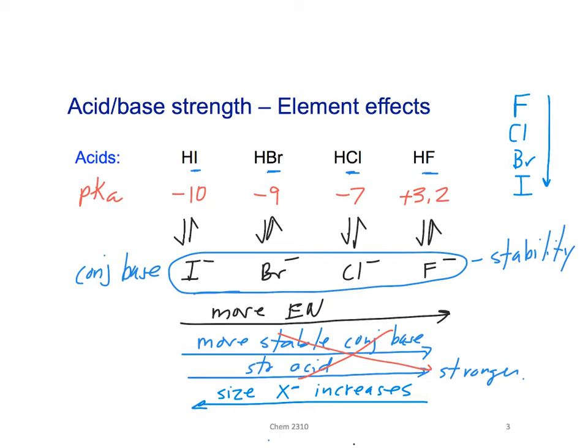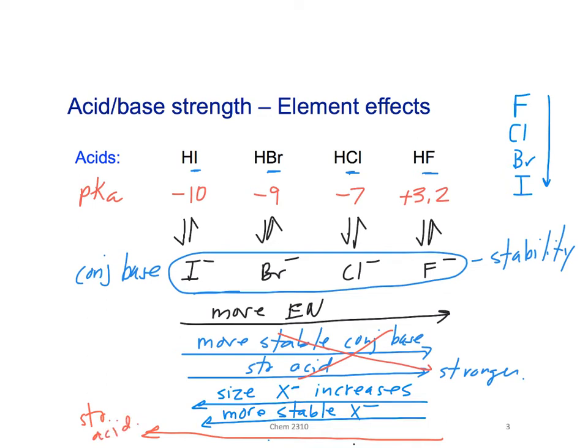All right? So we saw when we talked about resonance, resonance involves sharing or spreading out charge over multiple atoms. In this case, having a larger anion is able to spread the minus charge out over a larger volume. Okay, so we get a more stable conjugate base, and so our acid strength increases as we go from right to left. So stronger acid. Okay?